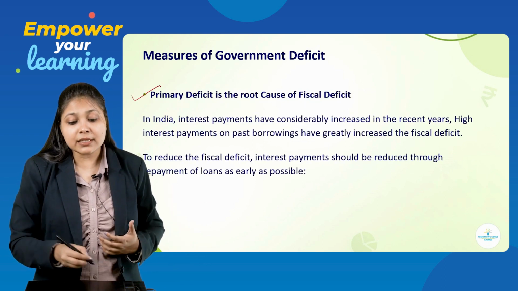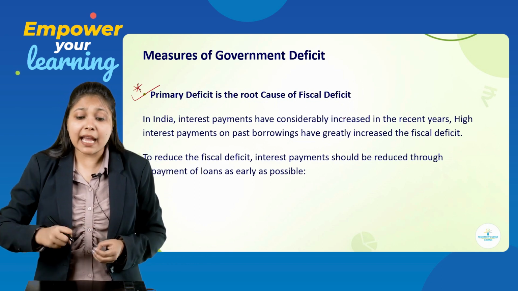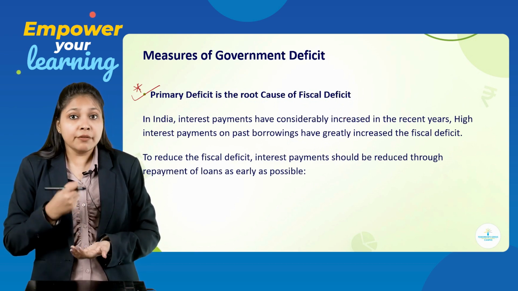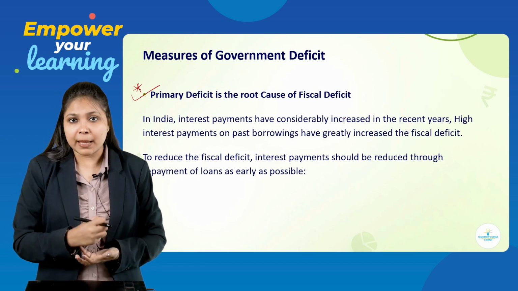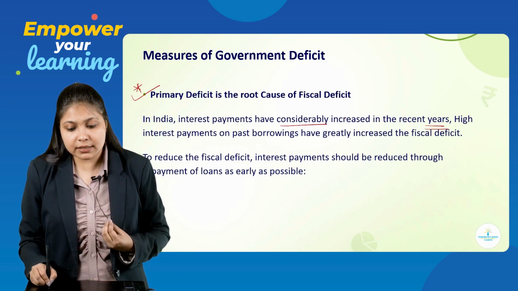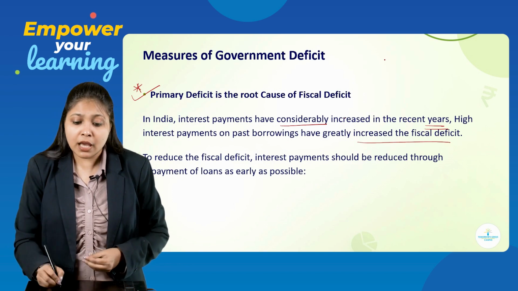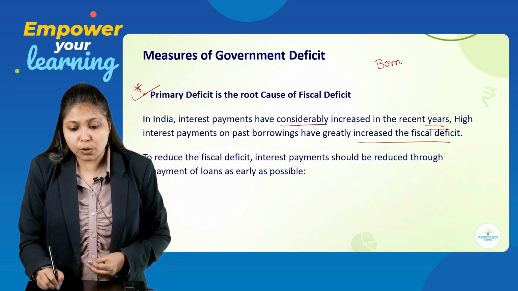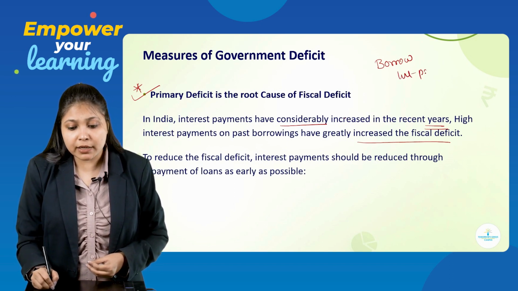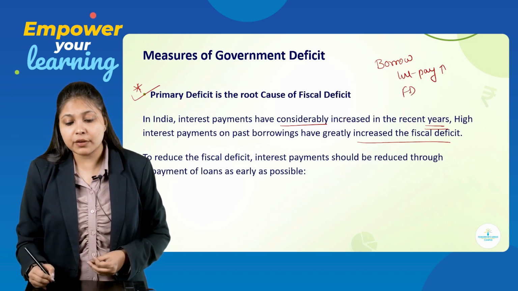Now primary deficit is the root cause of fiscal deficit. Very important. We say that primary deficit is going to be the root cause for fiscal deficit. Fiscal deficit takes place due to the primary deficit. In India, interest payments have considerably increased in recent years. High interest payment on past borrowings has greatly increased the fiscal deficit. So nowadays, India has done a lot of borrowings. Since there are lots of borrowings, the interest payment of our country has also increased. And that is why there is the situation of fiscal deficit.